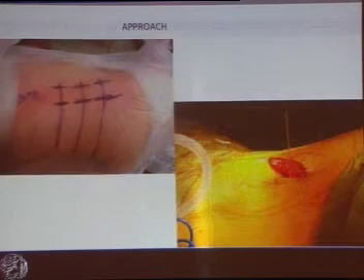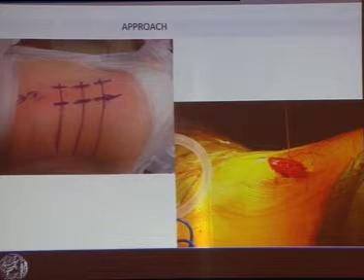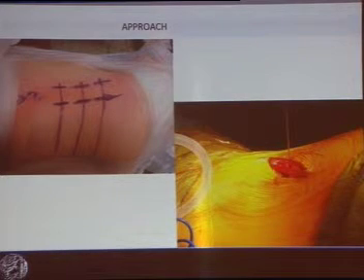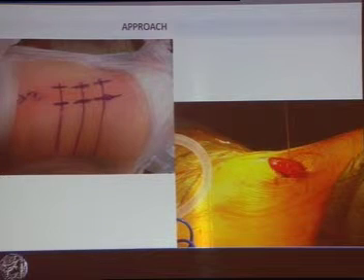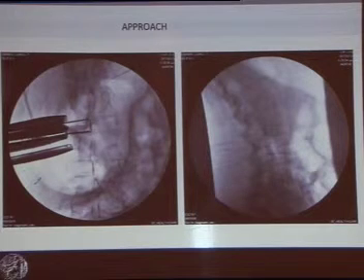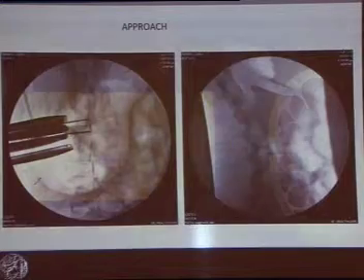So after prepping and draping, a small oblique skin incision is made at the center of the pre-marked levels. Usually a 5 centimeter incision is enough in order to approach 2 to 4 lumbar levels, as in this case, in which the L2 to L4 levels were fused through a single incision.